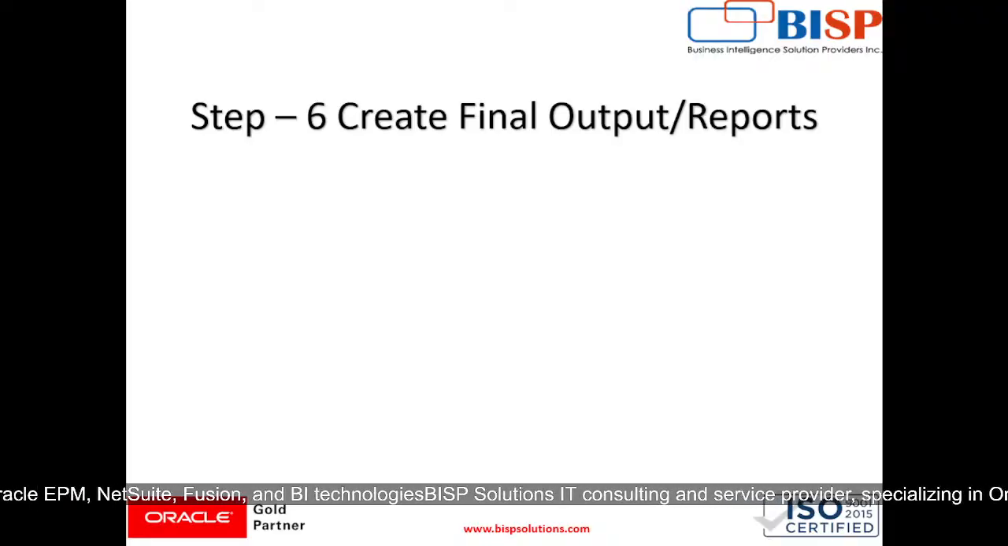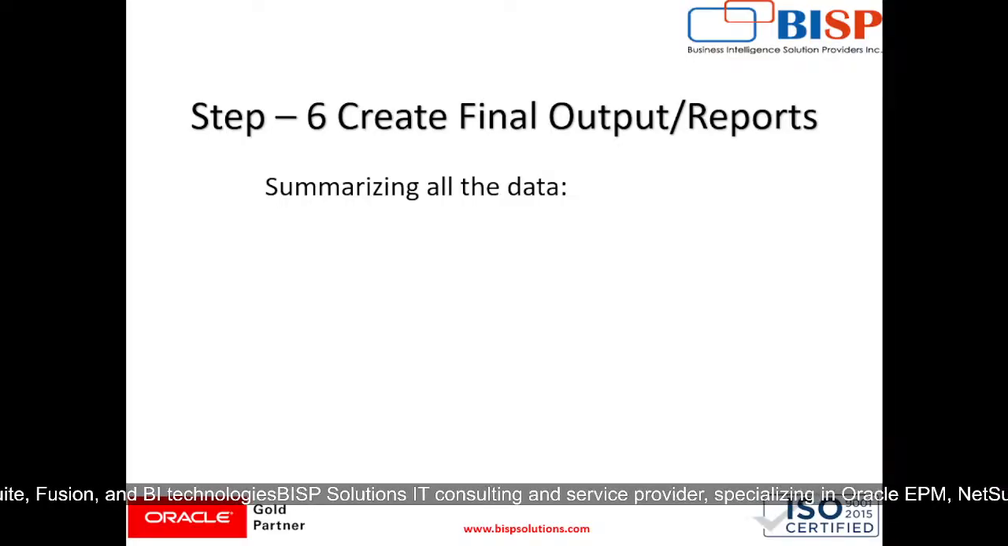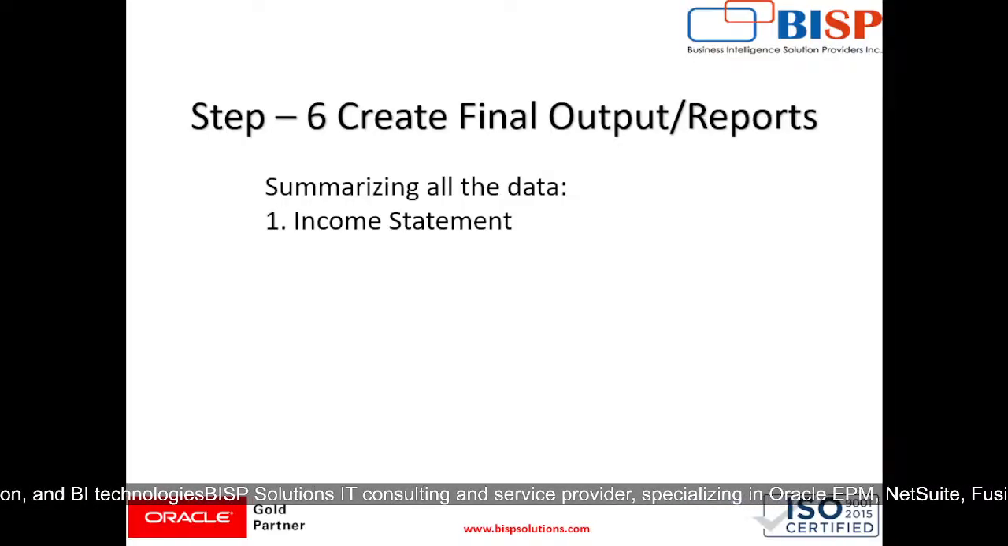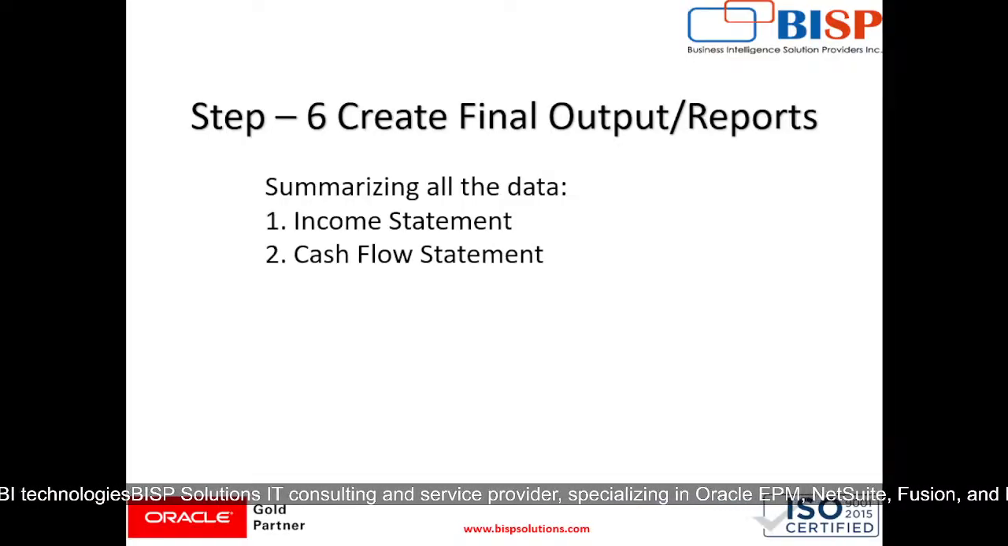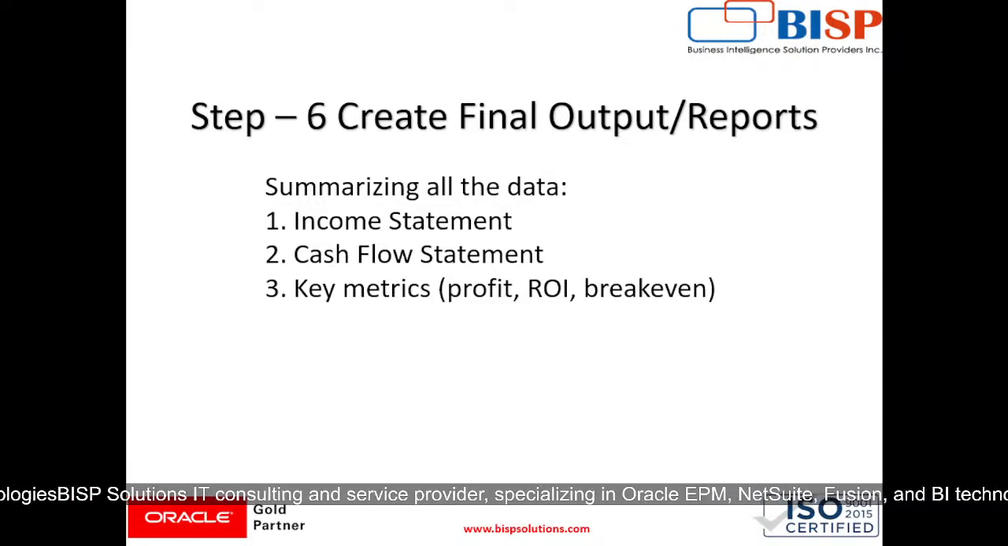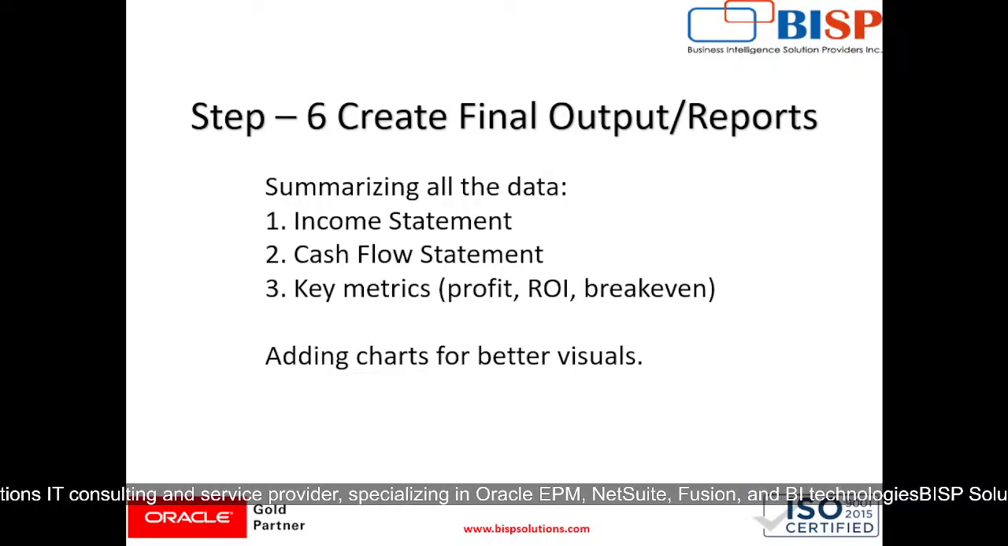Step 6 is to create the final output or reports, where we will be summarizing all the data: income statement, cash flow statement, key metrics, profit, ROI and break-even, and adding charts for better visuals. So making a graph showing monthly profits and a table comparing expenses versus income is included in our final output or reports.